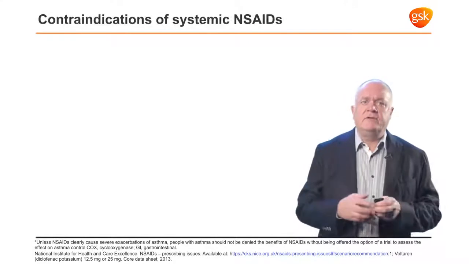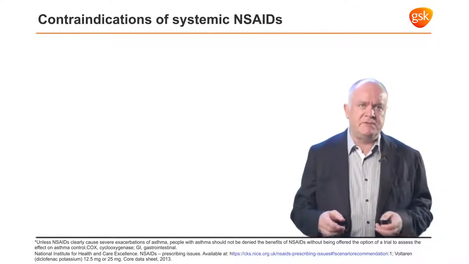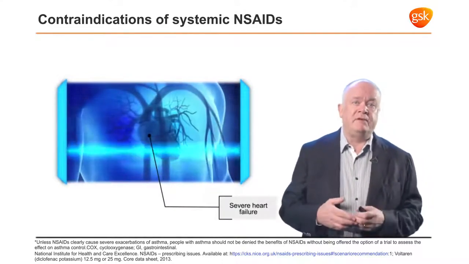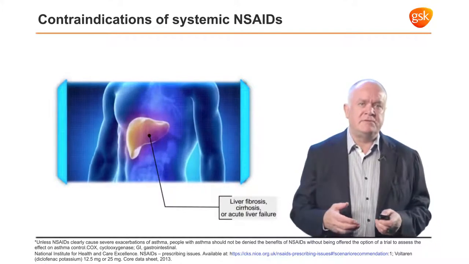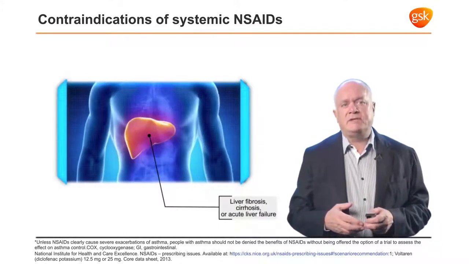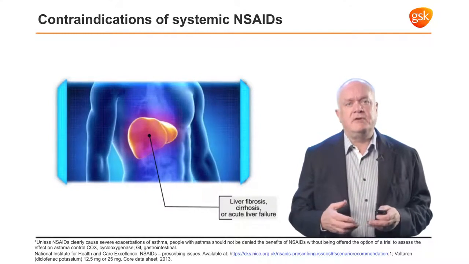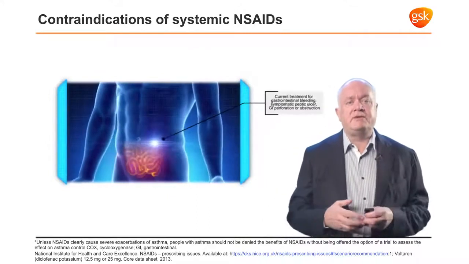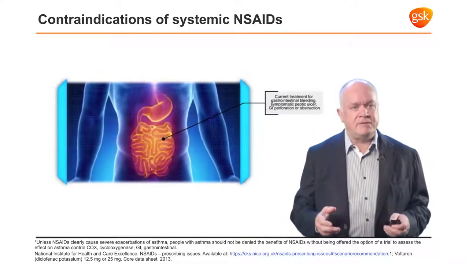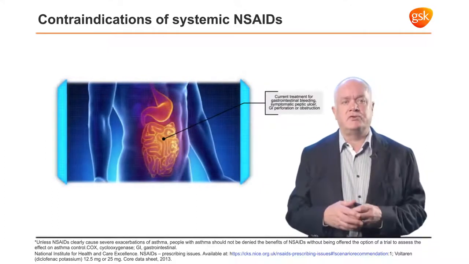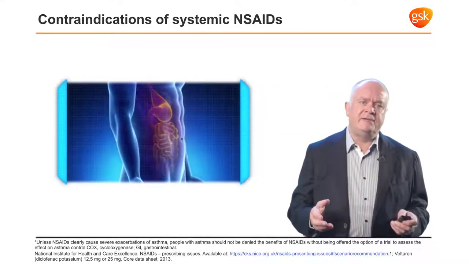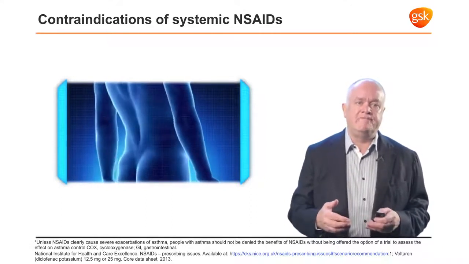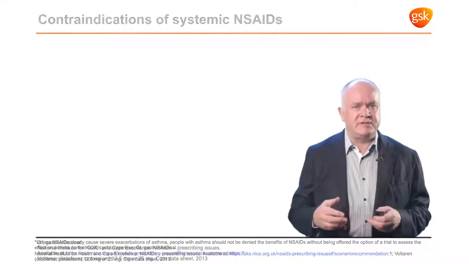In comparison, there are some important contraindications for the use of systemic NSAIDs, including severe heart failure, because it may impair the renal function, liver fibrosis, cirrhosis, or acute liver failure, as there is a risk of variceal bleeding, hepatorenal syndrome, or encephalopathy, severe hepatic impairment, current treatment for gastrointestinal bleeding, symptomatic peptic ulcer, GI perforation, or obstruction. They are also contraindicated in those with a history of hypersensitivity or severe allergic reaction to an NSAID. I will return to the mention of asthma later to expand on this.